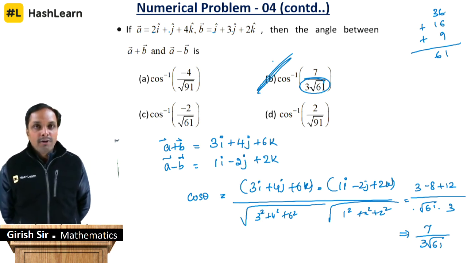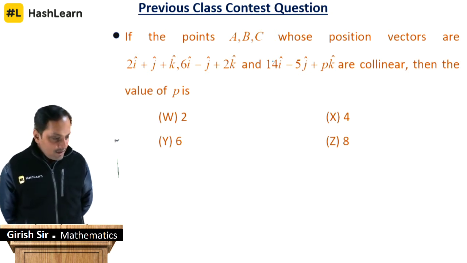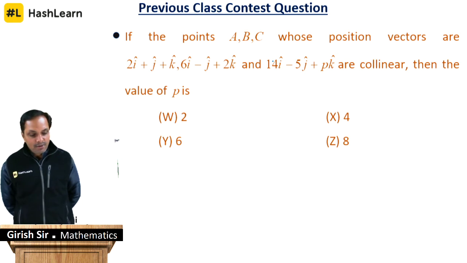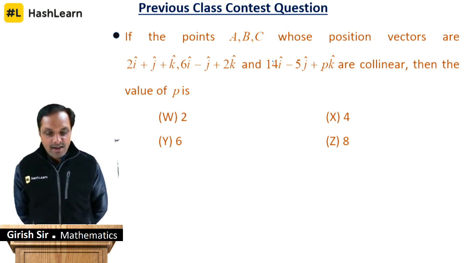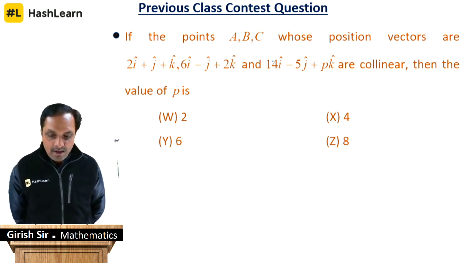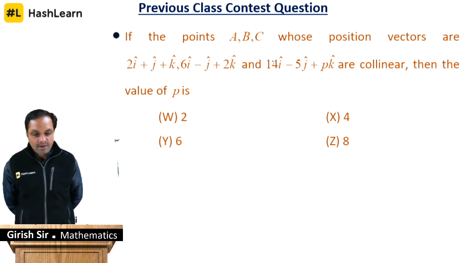So chalo, get ready for the next question, the previous class contest question. Himanshu Rai, congratulations man, Himanshu Rai is the winner who has given the right choice. A, B, C were the 3 points and those vectors were collinear. You have to find what is the value of P.